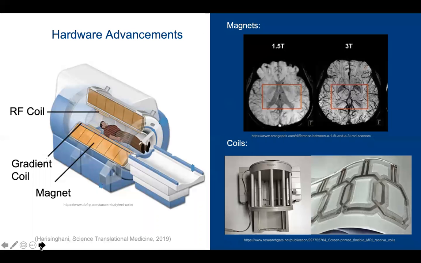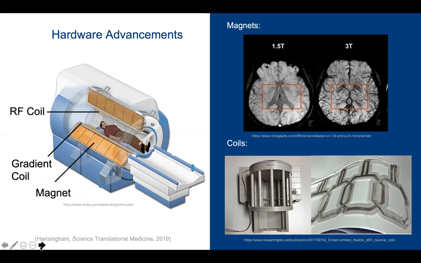First are hardware advancements. We have made many advancements in coils and magnets within the hardware in MRI machines. For magnets, the strength of magnets that are commonly used in MRI machines have increased recently. Before, 0.5 or 1.5 Tesla magnets were more prevalent, but now 3 Tesla magnets that produce a higher quality image, as seen between the two images on the top right, are more commonplace.